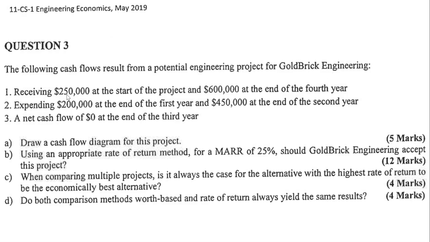First, receiving $250,000 at the start of the project and $600,000 at the end of the 4th year. Second, expending $200,000 at the end of the first year and $450,000 at the end of the second year. So this is receiving and the second one is expending. And third, a net cash flow of 0 at the end of the third year. Part A: draw the cash flow. Let's solve the question.